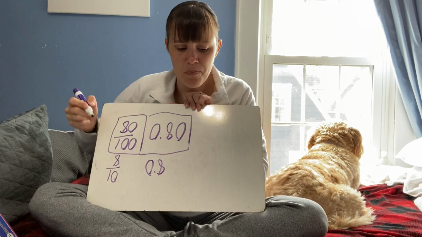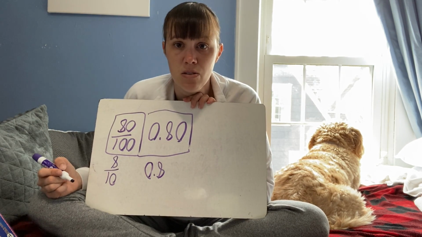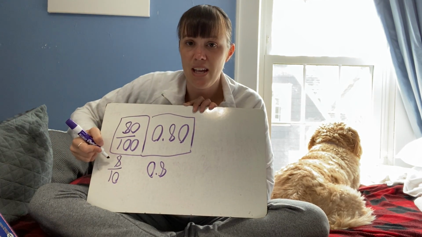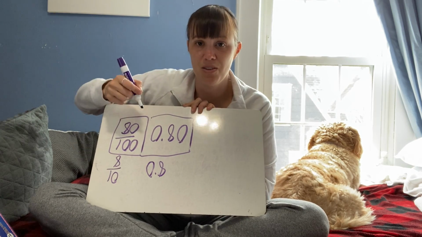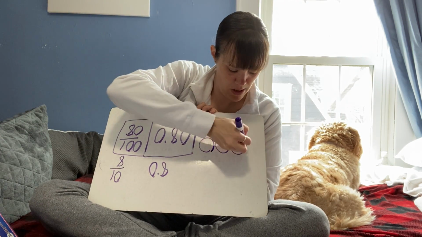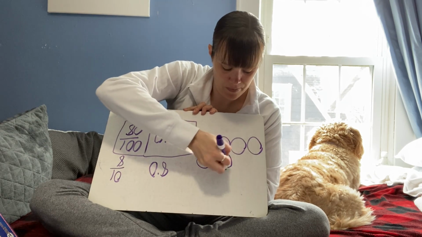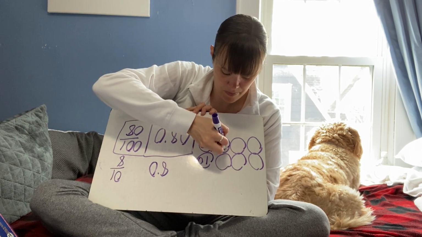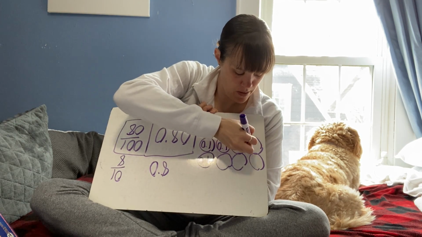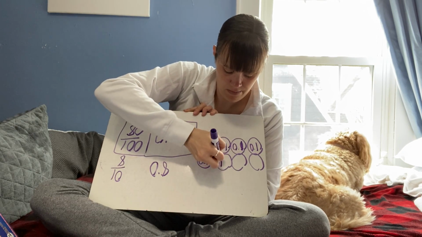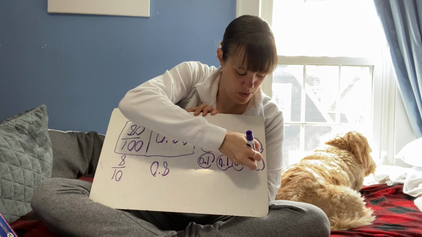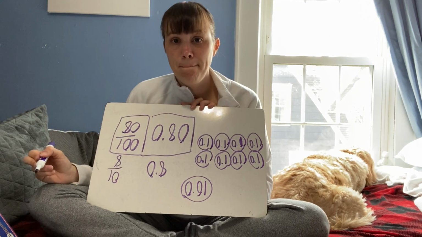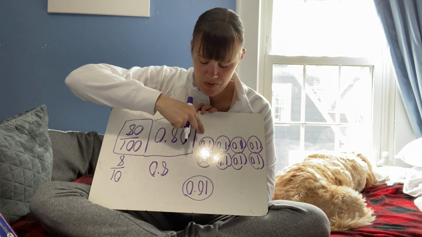Why is it so important right now? I don't want to draw 80 little circles. Nope. I know that I can draw 8 tenths, and that represents 80 hundredths. So we can do 8 tenths, 0.1. Could you have drawn 80, 0.01? Yep. But I know that I can bundle groups of 10.